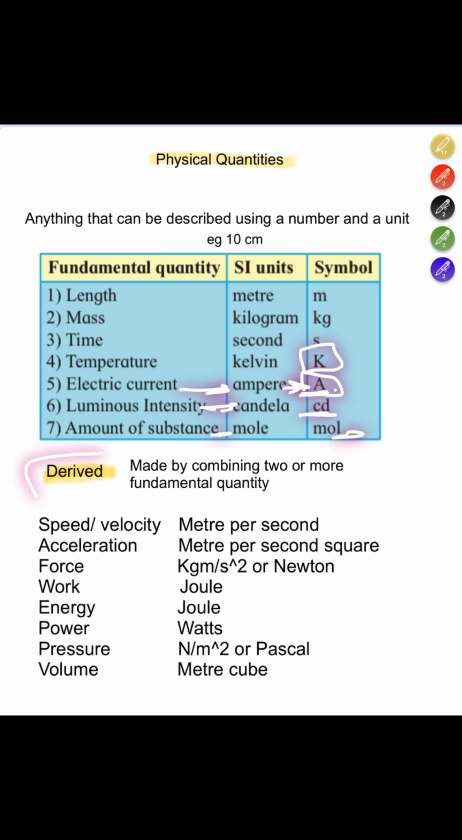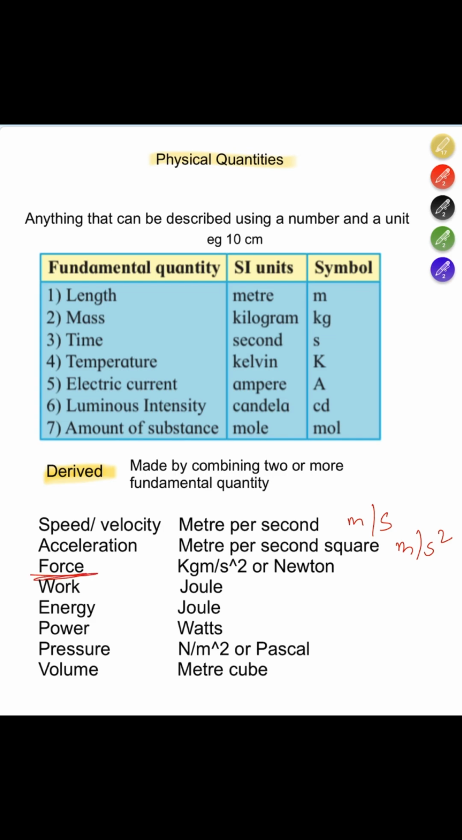Now let us look at something which is called a derived quantity. As the name suggests, it is derived from the fundamental quantities. Basically, it is made by combining two or more fundamental quantities. Now let us look at some common derived quantities. First is speed or velocity. It is measured in meters per second. So its symbol can be written as m/s. Similarly, acceleration is measured in meters per second square. It can be written as m/s².